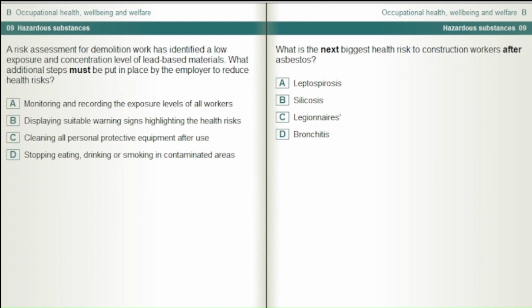What is the next biggest health risk to construction workers after asbestos? Leptospirosis, silicosis, legionnaires, bronchitis.